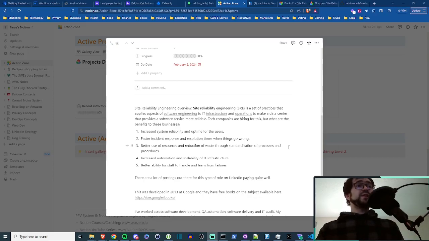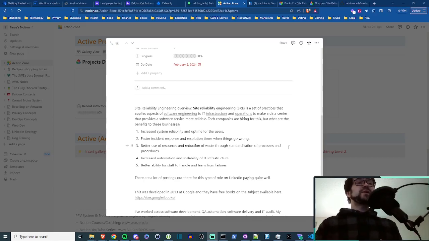The second benefit is faster incident response and resolution times when things inevitably go wrong. So again, you're going to have people on call, on the phone with customers, and then also building software projects that make the data center better.